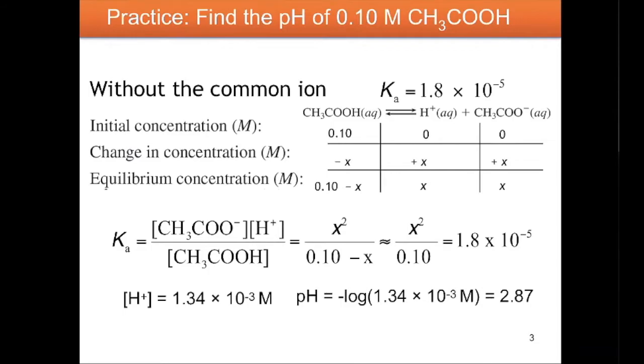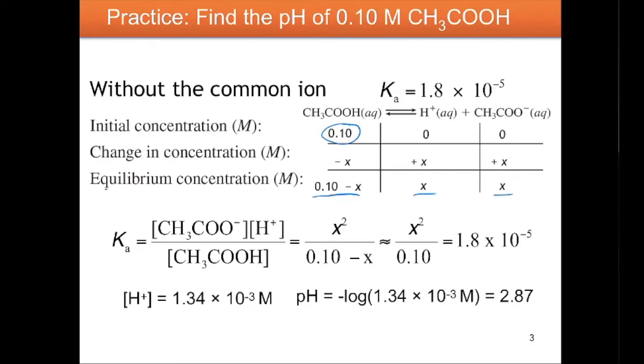So this is just like a weak acid problem. We have 0.1 molar acetic acid initially present and no products. And then filling out the ICE table, we're going to lose some of the acetic acid, we're going to gain some H+, and we're going to gain some acetate ion. So in the end, our equilibrium line is going to have 0.1 minus X for the acetic acid and X for both our H+ and the acetate ion.